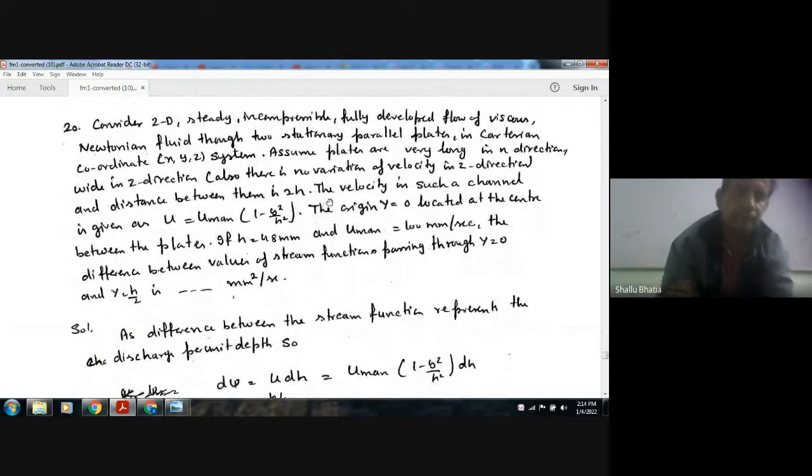Next, consider 2D steady incompressible fully developed flow of a viscous Newtonian fluid through two separated parallel plates in a Cartesian coordinate XYZ system. Assume the plates are very long in the x direction and wide in the z direction. Also, there is no variation of velocity in the z direction, and the distance between them is 2h.